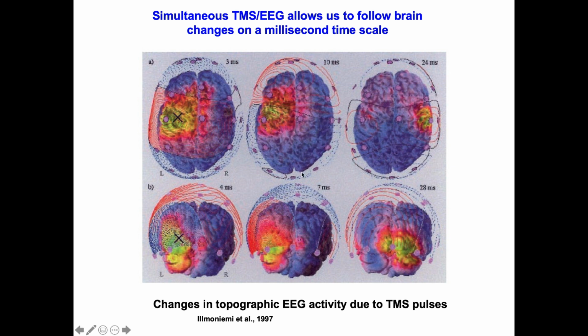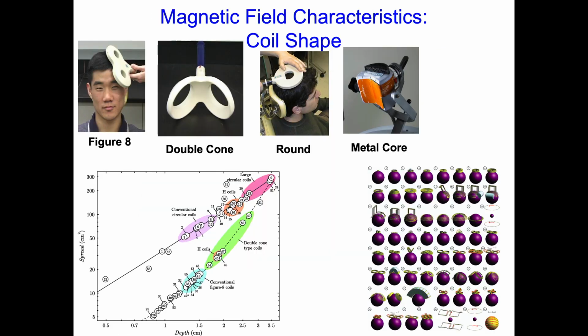And you can see the same thing in the visual cortex in the back of the head. You can see that after 28 milliseconds, it's moved across the corpus callosum and into the other hemisphere, the activation caused by the TMS. So we are very good at precisely locating where we want to put stimulation into the head, and so we have very good control over the spatial parameters.